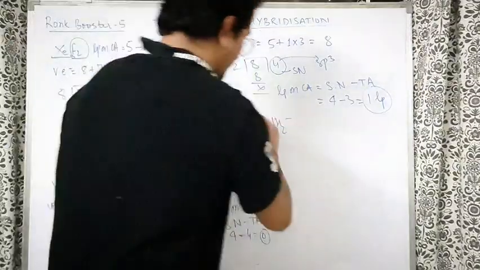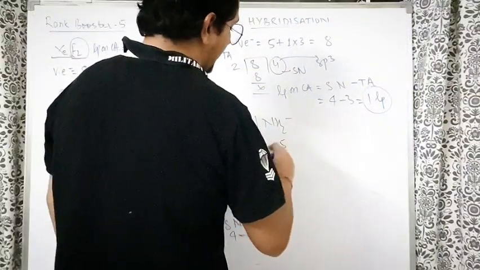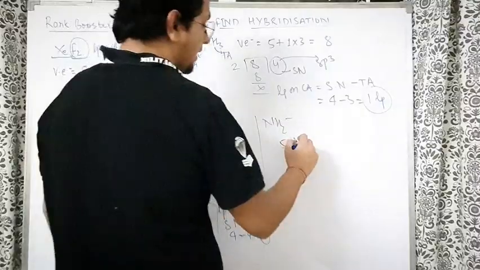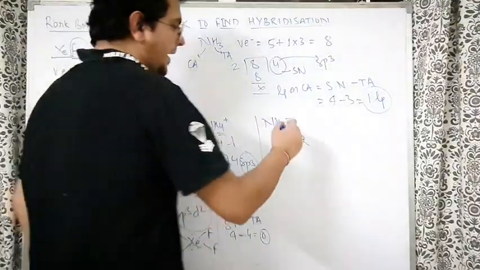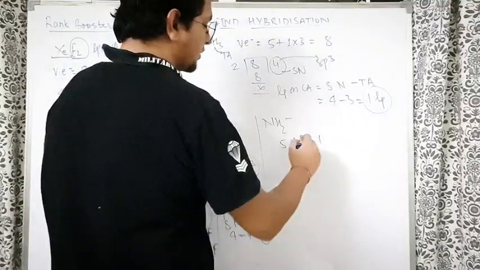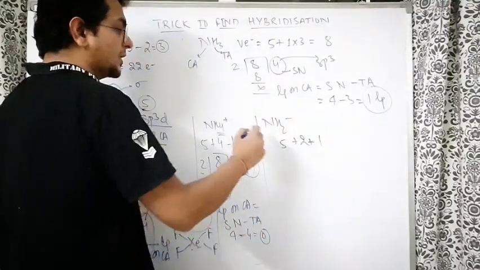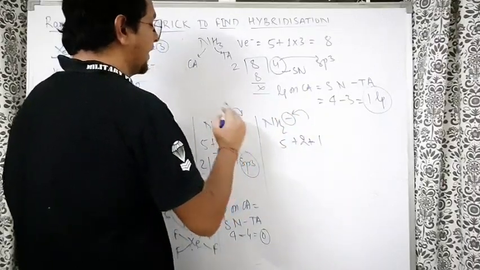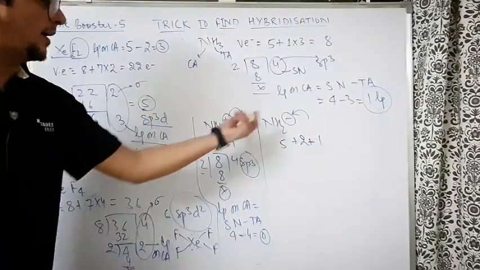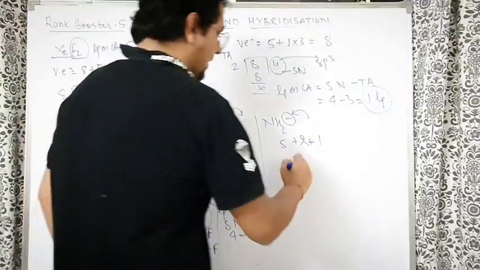NH2 minus, very good. For NH2 minus, nitrogen valence electron 5. Hydrogen 1 1, there are 2 hydrogens. And minus 1 or plus 1. So this time plus 1. Why plus 1? Because negative sign means electron came. Positive sign means electron went. So went, subtract, came, add. As simple as that. Again 8 comes.